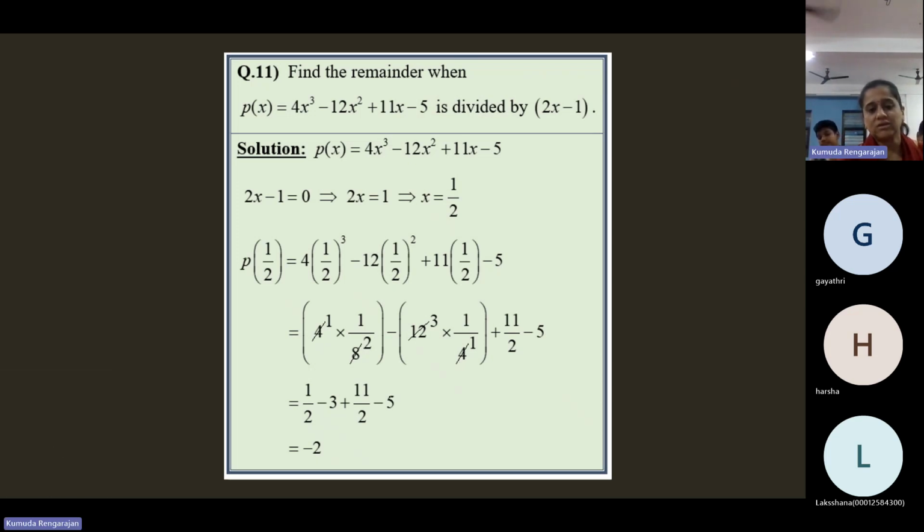And then here see, what's minus 5 minus 3? Minus 8. What is 11 by 2 plus 1 by 2? 12 by 2. What's 12 by 2? 6. Minus 8 plus 6 is minus 2. I'm telling you how I've simplified. 1 by 2 plus 11 by 2 is 12 by 2, which is 6. Then minus 3 minus 5 is minus 8. So minus 8 and plus 6 is minus 2.